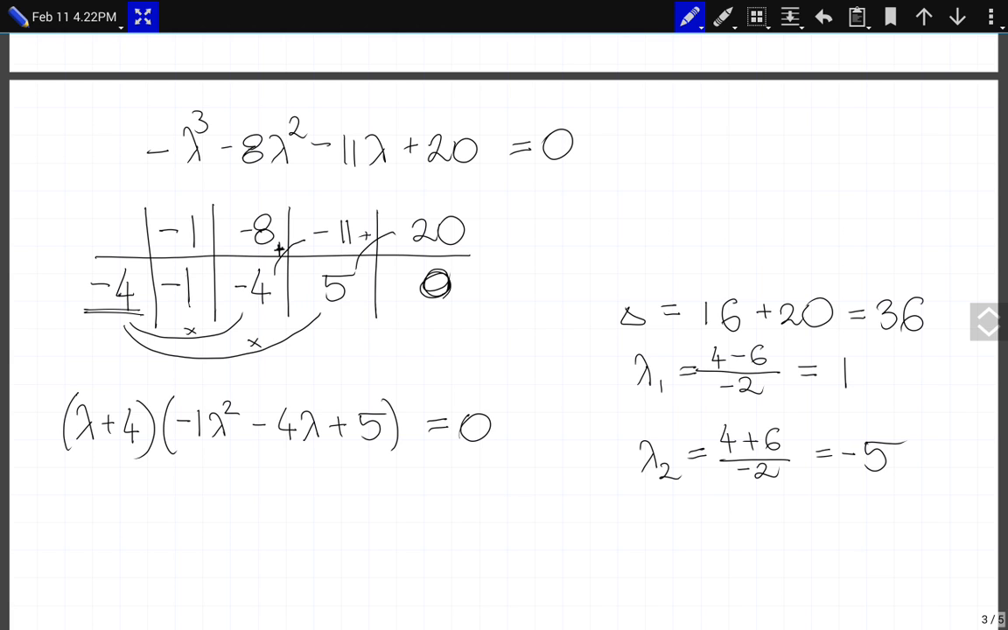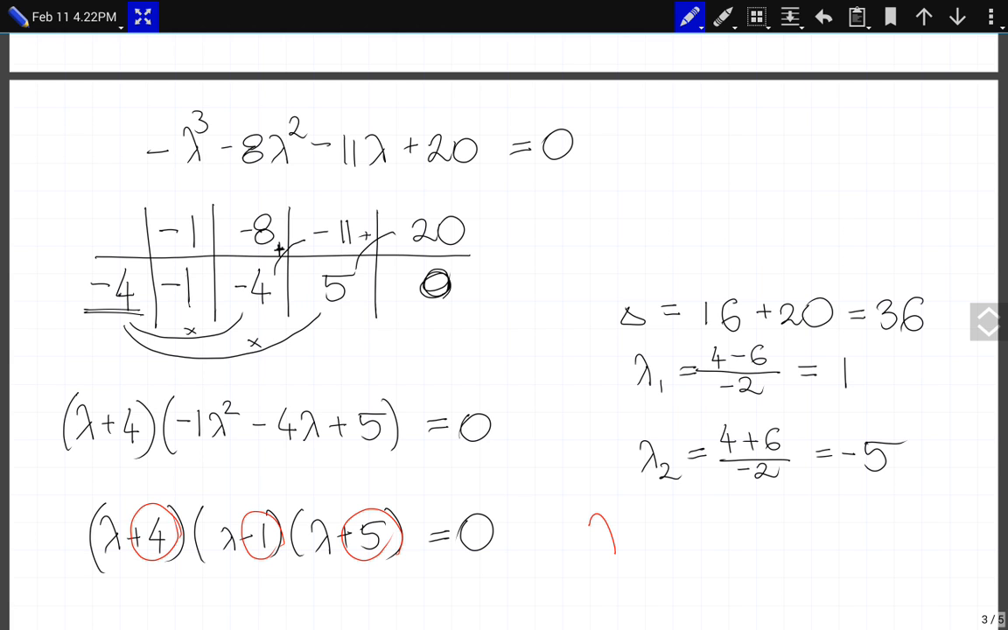So now we have all of our roots, and we can write the characteristic polynomial in the form lambda plus 4, lambda minus 1 times lambda plus 5, and that equals 0. And there we have our eigenvalues. So lambda 1 equals minus 4, lambda 2 equals 1, and lambda 3 equals minus 5.